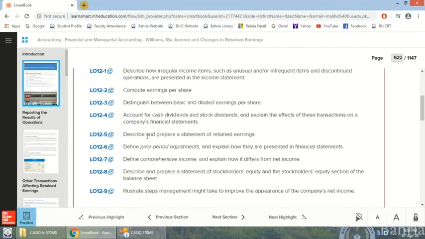Then we have the learning objective pertaining to cash dividends. We have already done that in the previous chapter. There are two kinds of dividends: the cash dividend and the stock dividend. Cash dividends, when given in the form of cash, reduce the assets of the company because you're paying out from the current assets of the company.